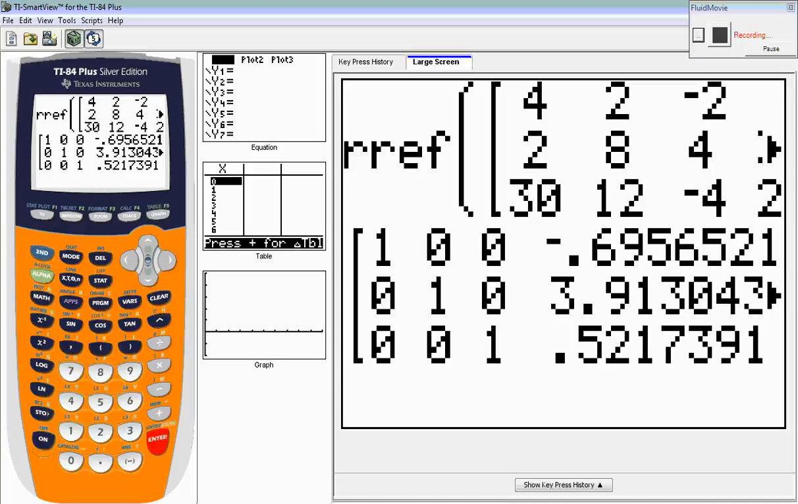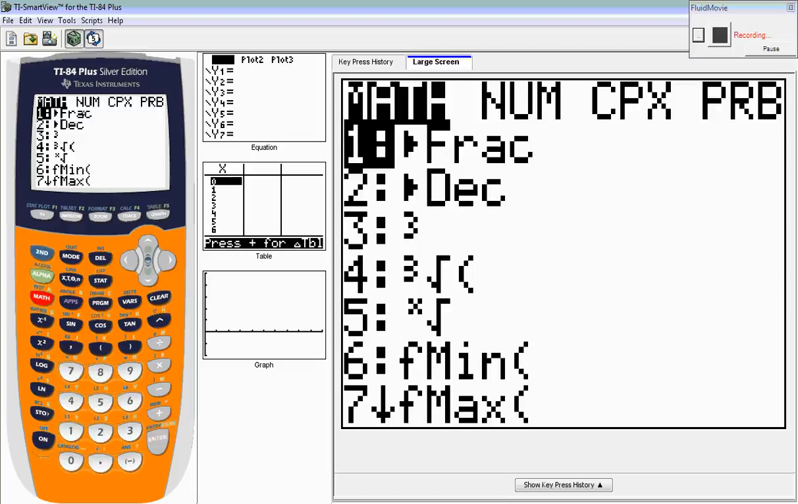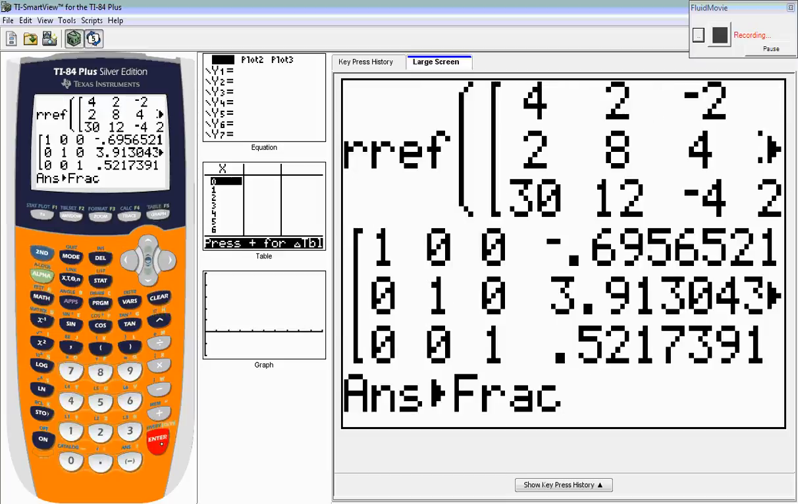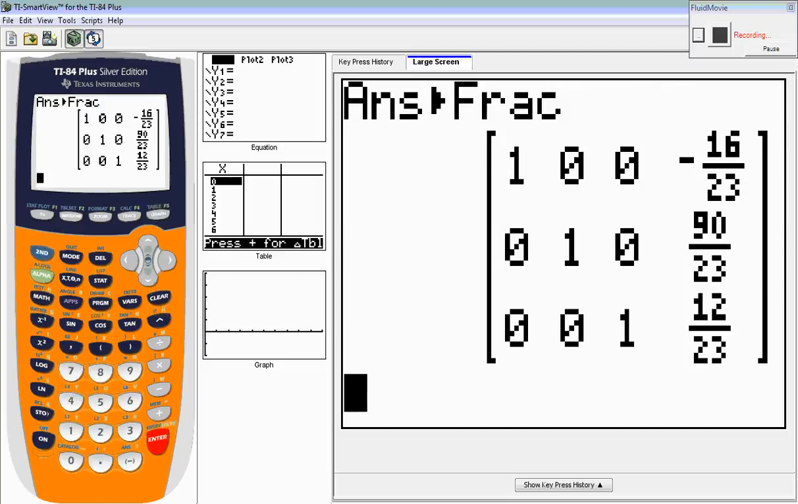Now, these decimals, we'd like to see if we can convert them to fractions, and this goes for any decimals that you have. If you hit math, option 1 is frac. We're going to turn those answers into fractions. And here's what we have. It took that augmented matrix and manipulated all the equations through multiplication, addition, division, and subtraction to get us this. This is a 3 by 3 identity matrix.